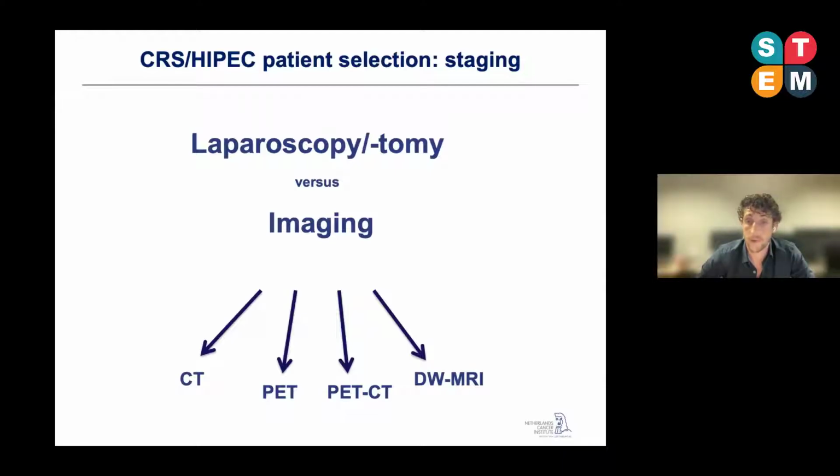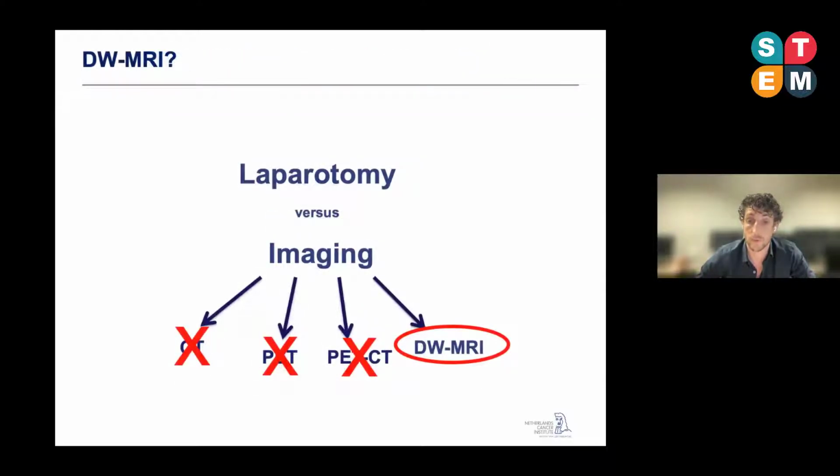What about PET or PET-CT? Well, the problem with that is almost the same, because it needs like 7 to 10 cubic millimeters of disease to be depicted. So that also does not depict small volume disease. And that's why we're now looking at diffusion weighted imaging, because we know in other cancers it can really depict small deposits. So that will be very interesting to see.